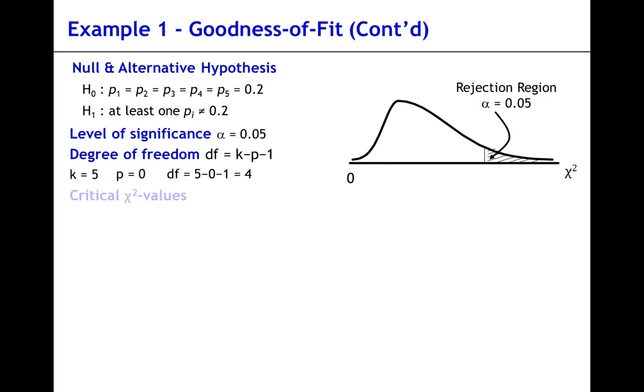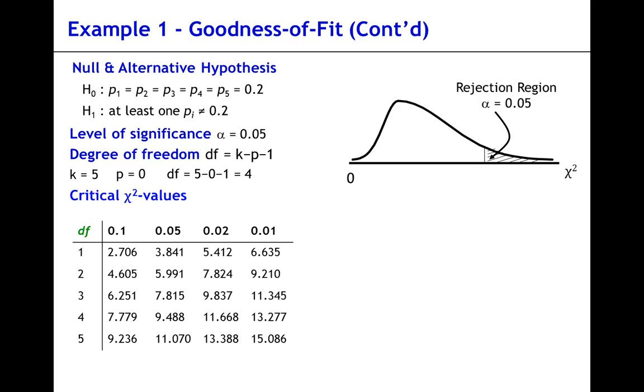Next, to get the critical chi-square value, we use the chi-square table. Look for degree of freedom of 4 and the right tail probability alpha of 0.05. Pick up the corresponding value of 9.488, and that becomes the critical chi-square value, which separates the rejection and the non-rejection region.